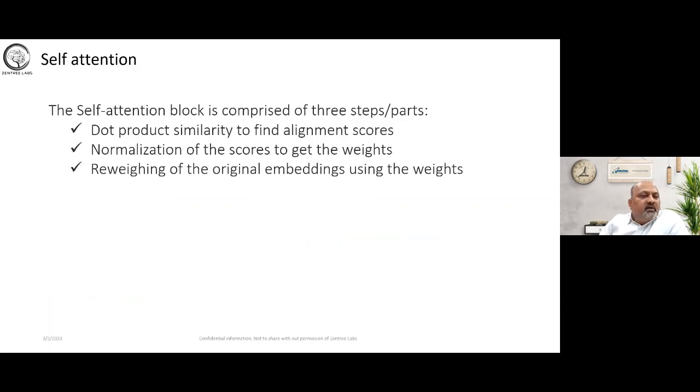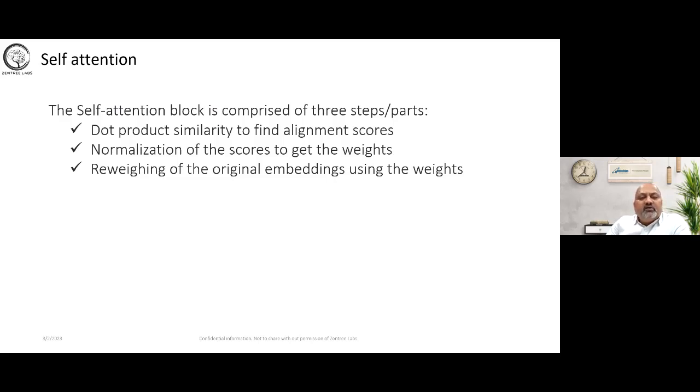Self-attention block is comprised of three steps. First, dot product similarity to find alignment scores. Basically, if different words are given, how much is each word aligned with the other words? If they have a similar meaning, they should be aligned well with each other. That means when I find the dot product, if the alignment is better, the dot product score would be higher. So the dot product is used here to define the alignment of these words.